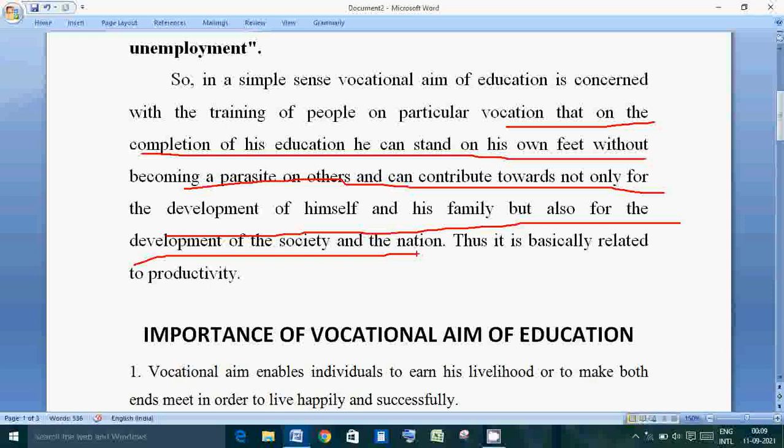So mainly the vocational aim of education is concerned with the training of people or students based on some specific vocations after completion of their education or during their education, so that after education they can easily stand on their own feet for the welfare of their own life, for the welfare of their family, and also for the development of the society, state, and nation.